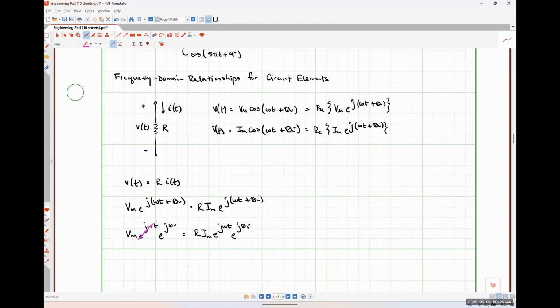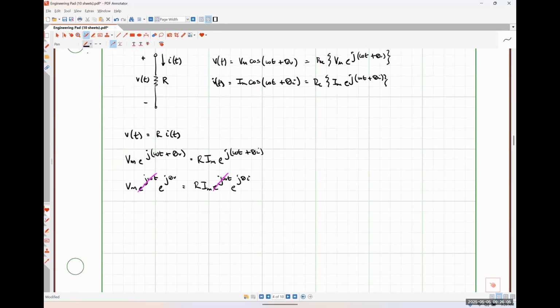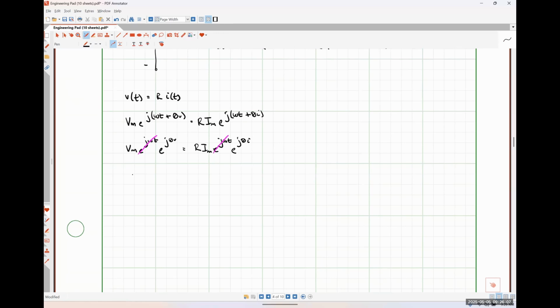And there's a common factor of e to the j omega t on both sides of the equal sign. So I can just throw it away, which explains why I've been throwing it away this entire time. It's always going to wind up canceling out. So that leaves me with Vm e to the j theta v is equal to R times Im e to the j theta I.